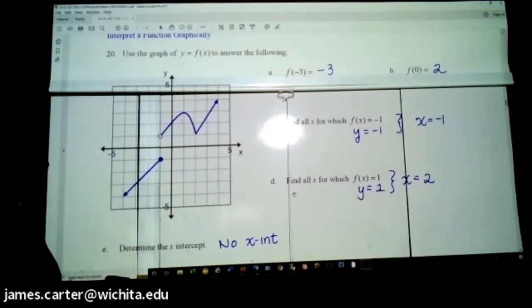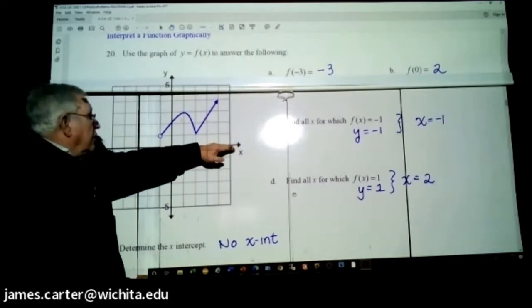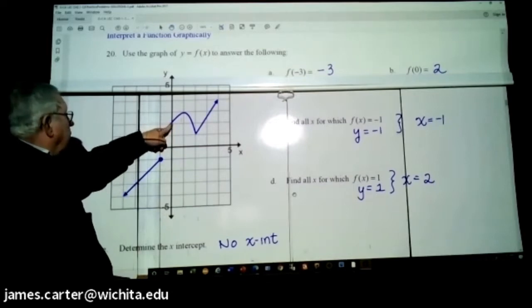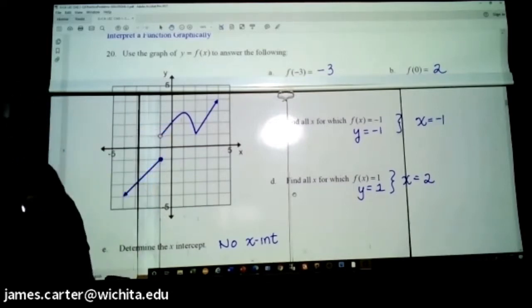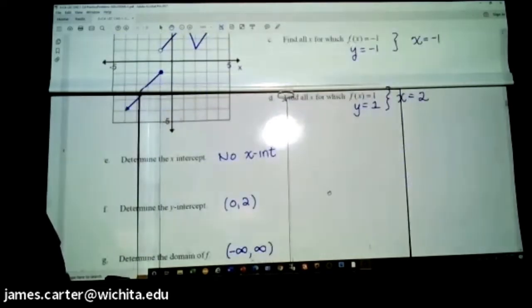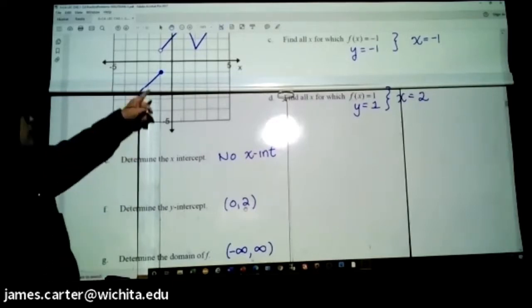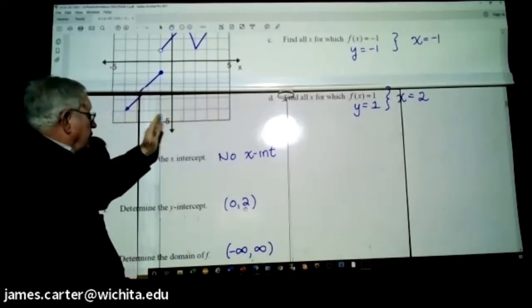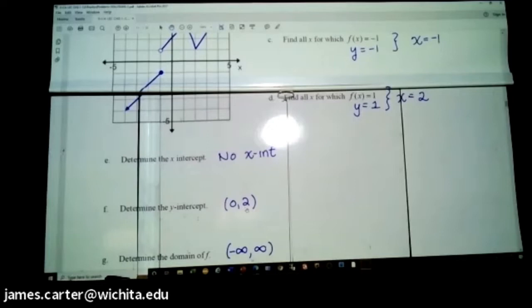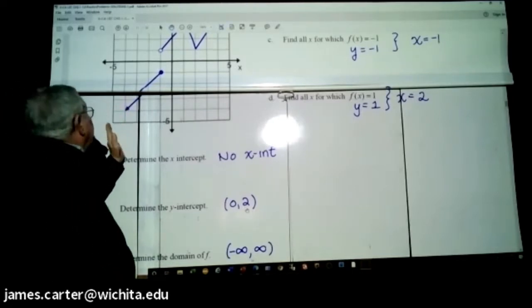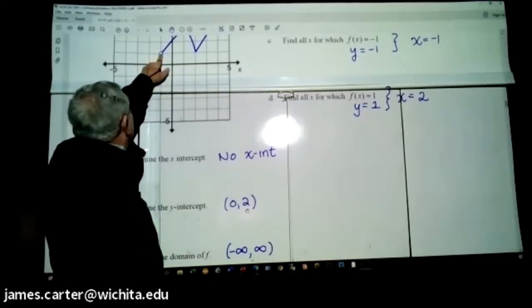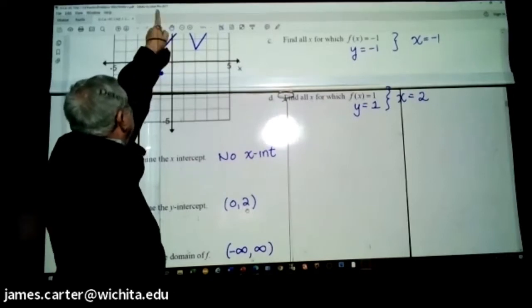Determine the x-intercept. In this case, there is no x-intercept. The y-intercept would be the point 0, 2. Which is the next question. And the domain, because this point overlaps and that one goes forever, is negative infinity to infinity. For the range, we've got negative infinity to negative 1, union with positive 1 to infinity.